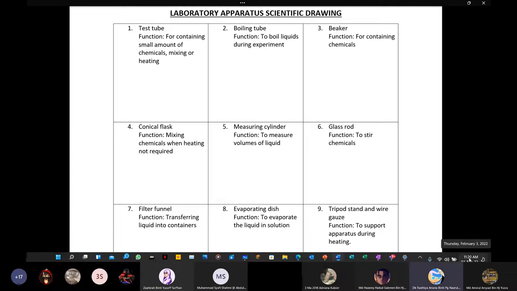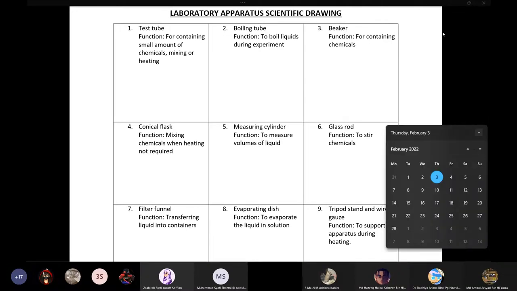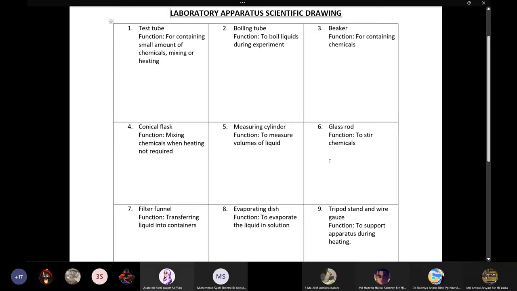Teacher, I'm not sure if I have enough space to make the whole box. Okay, we can try first. If it doesn't fit, we can just redo it again. Practice makes perfect anyway. Okay, the class is until what time?